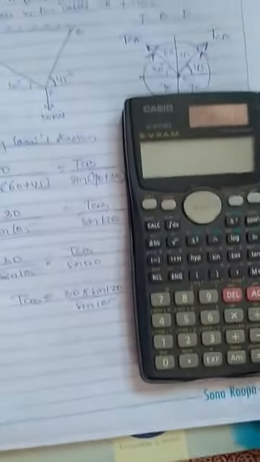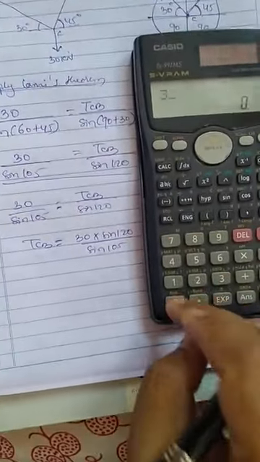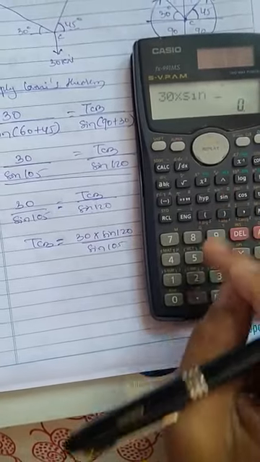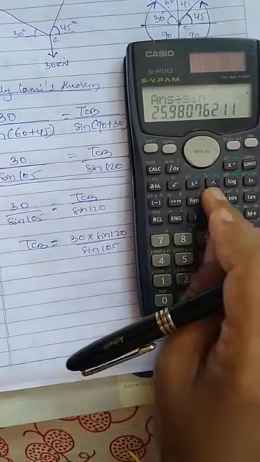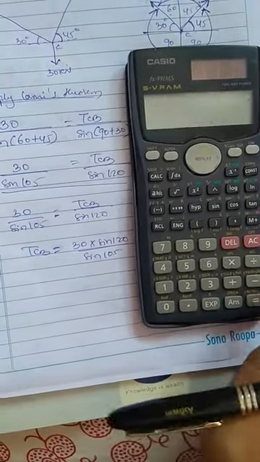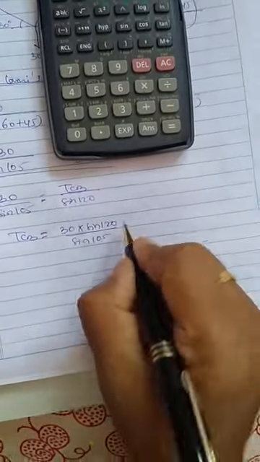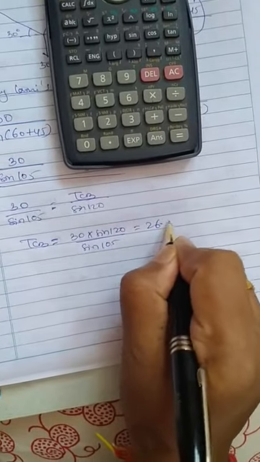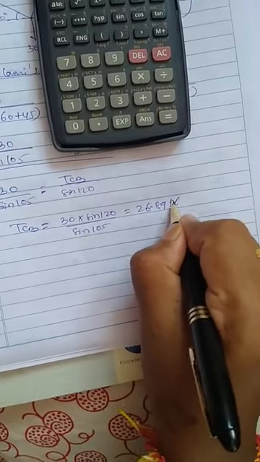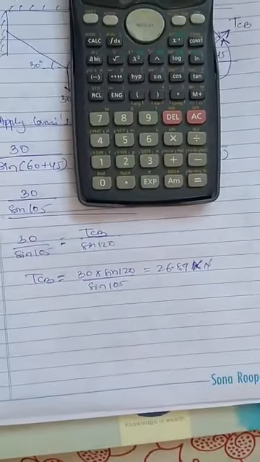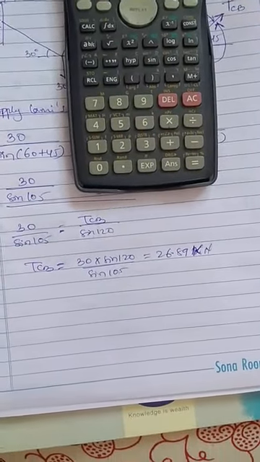I will work it out using the calculator. 30 multiplied by sine of 120 divided by sine of 105 is 26.89 kilonewton. As the force given is in kilonewton, whatever answer we get should be in kilonewton.